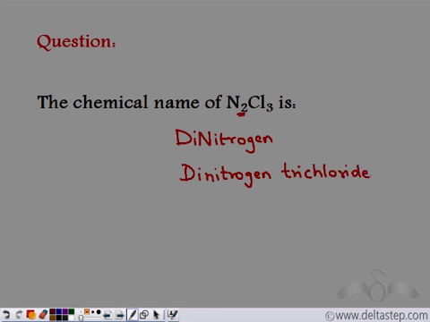So what do you observe here? The first non-metal is named as it is. The second non-metal has the suffix ide added to it. And we consider the atoms which are present in both the non-metals. So here we have 2 atoms of nitrogen, so this is dinitrogen. We have 3 atoms of chlorine, so it's trichloride. In the case of metals and non-metals, we do not consider the number of atoms present. But whenever in a chemical compound we have 2 non-metals, we always consider the number of atoms present. So this is how we name the chemical compounds when they have 2 non-metals.